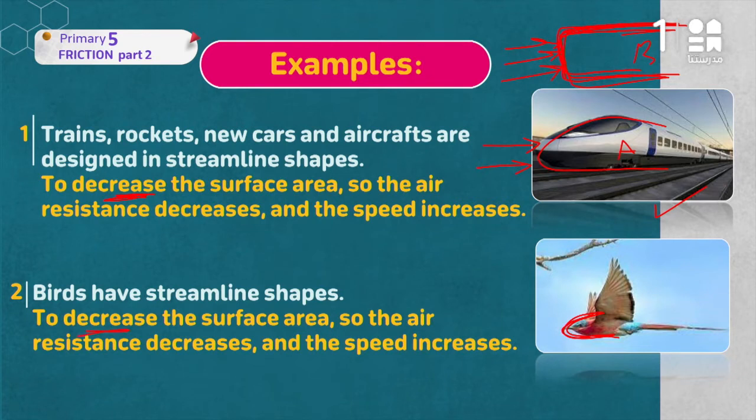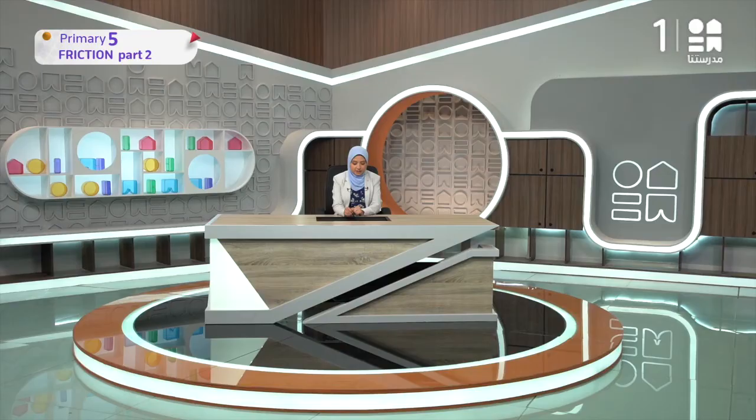Why? To decrease عشان نقلل ايه؟ To decrease the surface area so the air resistance decreases and then the speed increases. Again, to decrease the surface area so the air resistance decreases and then the speed increases. Now let's take another example.